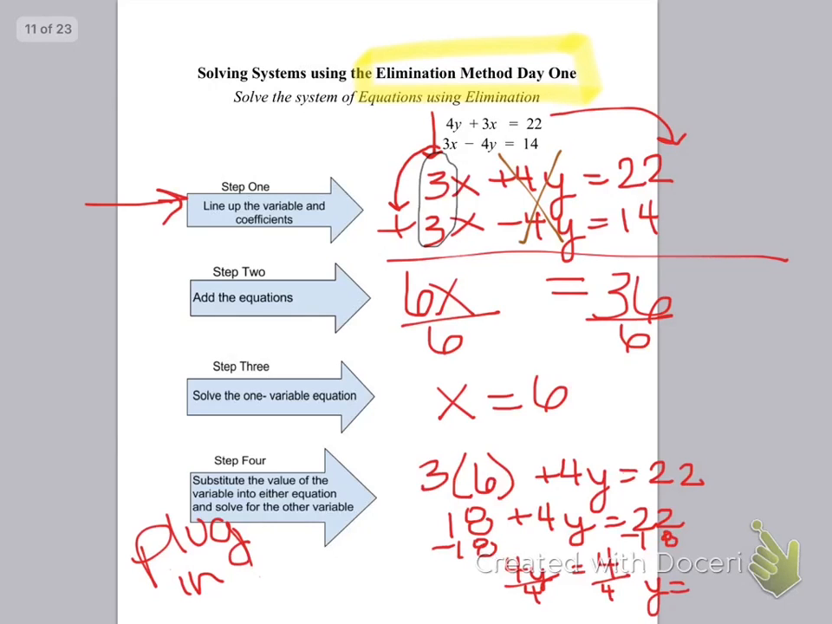y equals 1. Okay, so lastly, I need to write my answer. And remember, I always write my answer as an xy point or coordinate. So I'm going to write (6, 1) as my fabulous answer.